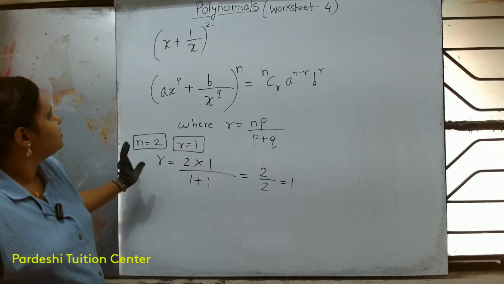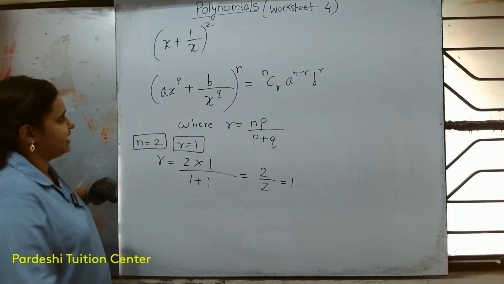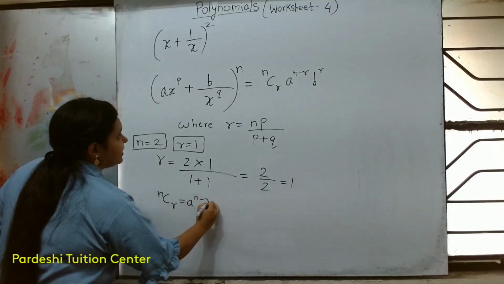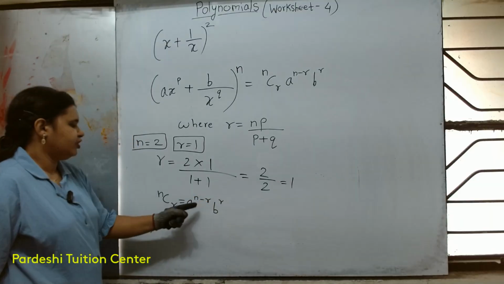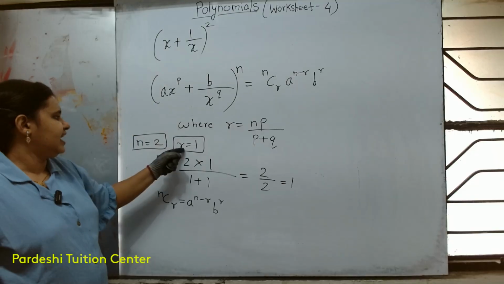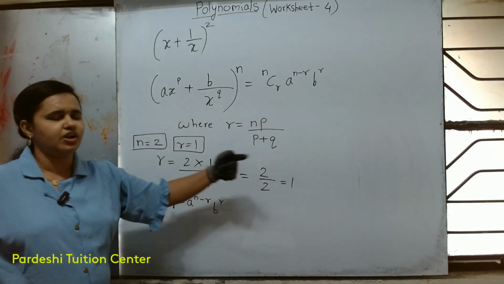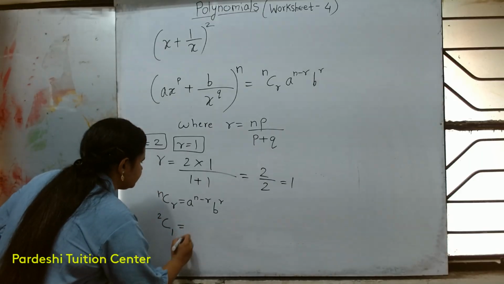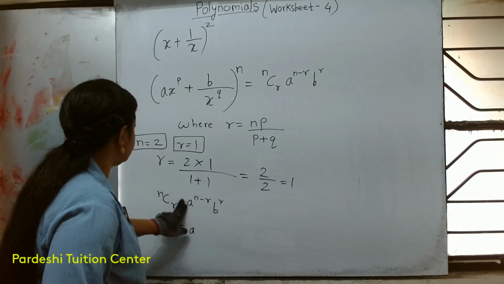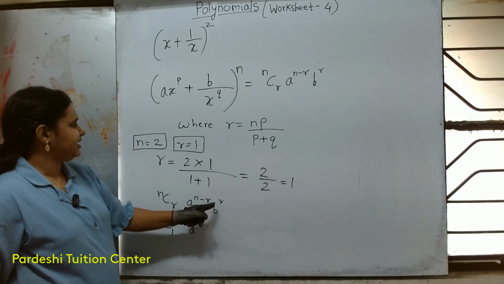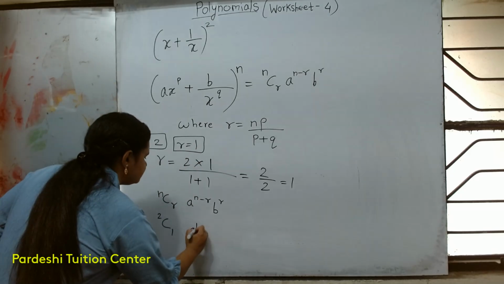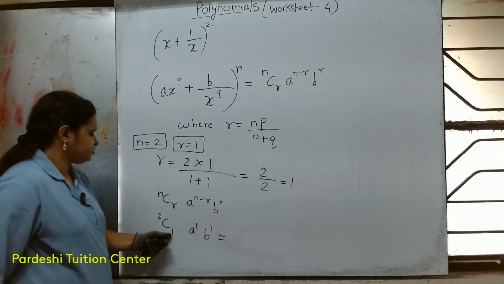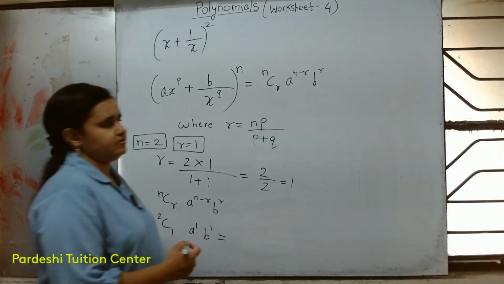Okay. Now we will put in the formula of nCr equals a^(n-r) b^r. Both n, which was given, and r equals 1, we have found from this formula. So for 2C1, it equals a to the power n minus r, that is 2 minus 1, which is 1, and b to the power r, that is b to the power 1. So can you solve this 2C1 by which formula?